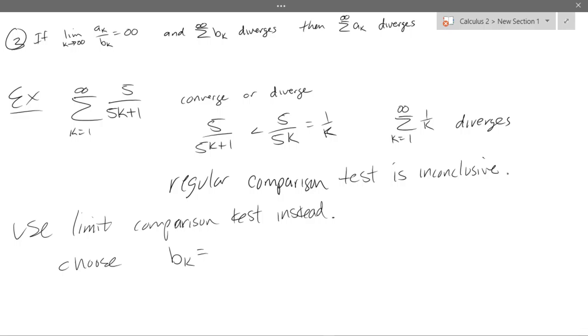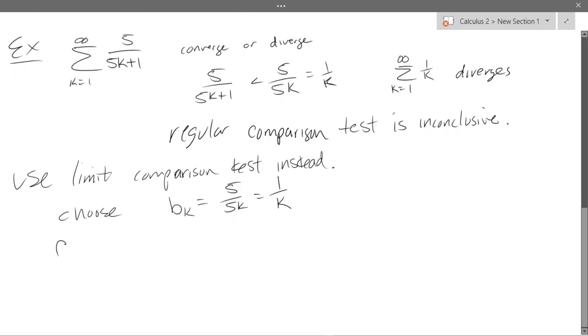Is the 5/5k the problem, or did we choose that ourselves? Oh, that was the example problem. So we did 5/(5k-1), which worked totally okay with the comparison test. So I'm changing it only to a plus one. So we're going to choose b_k to be 5/5k, which reduces to 1/k.